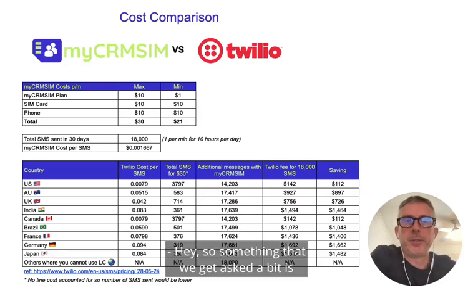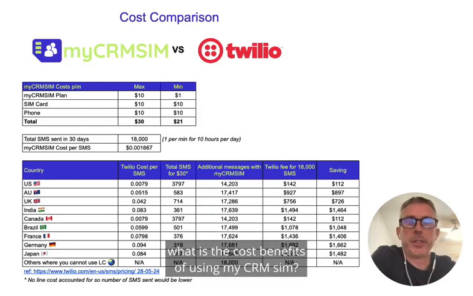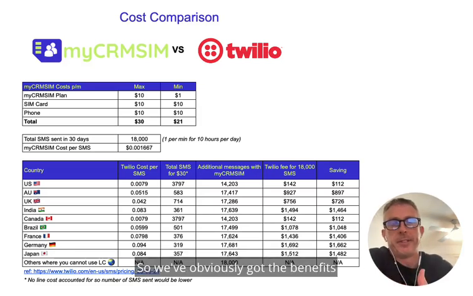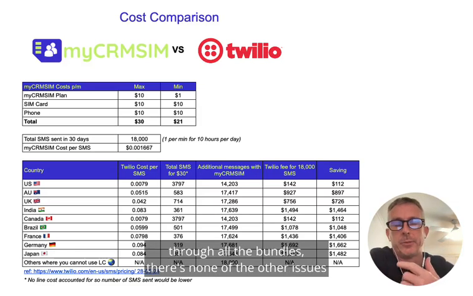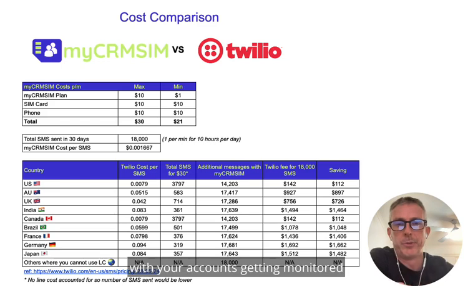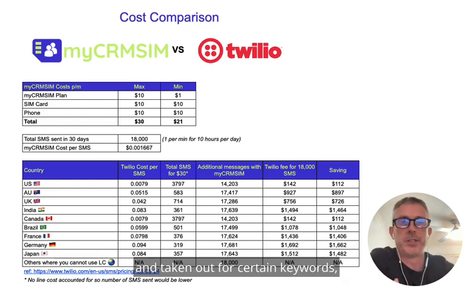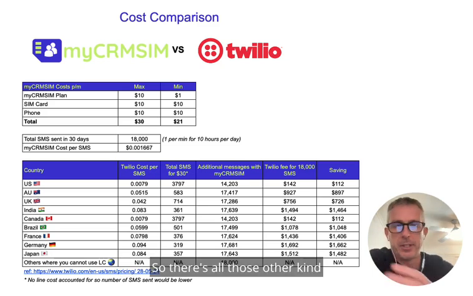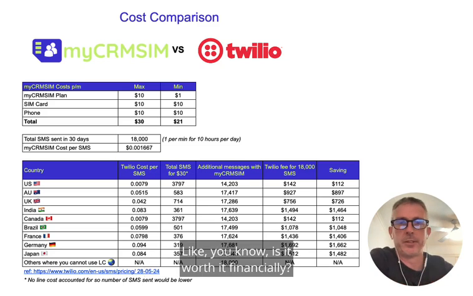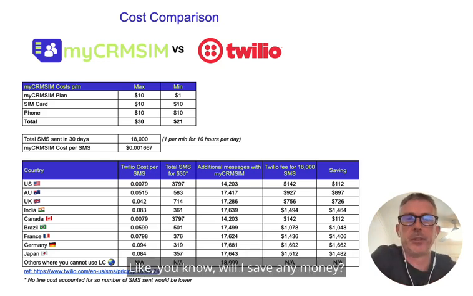Hey, so something that we get asked a bit is what are the cost benefits of using myCRMSIM? So we've obviously got the benefits of there's no A2P registration, you don't have to go through all the bundles, there's none of the other issues with your accounts getting monitored and taken out for certain keywords, which can shut people's accounts down. So there's all those other kind of benefits, but what's the cost? Like, is it worth it financially? Will I save any money?